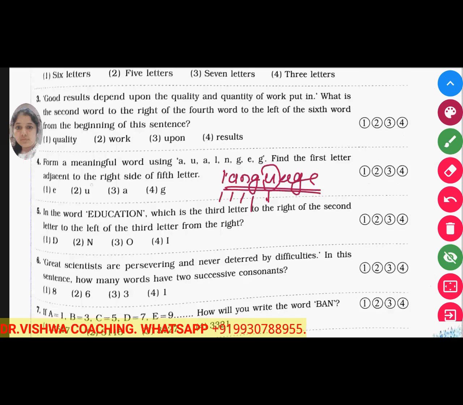Now the first letter adjacent to the right side of the fifth letter. Now which is the right side of the U? A, G, E are on the right side of the U. So the first letter is A. So your answer is option number 3.